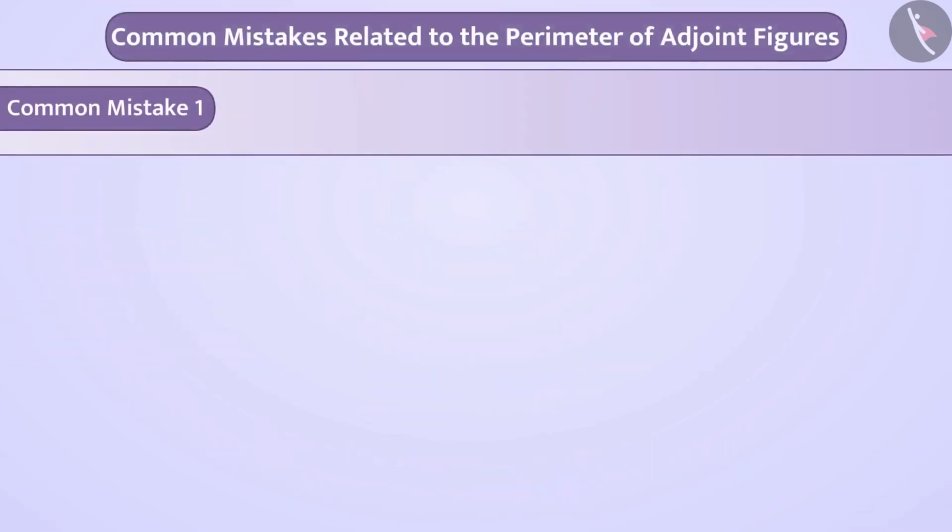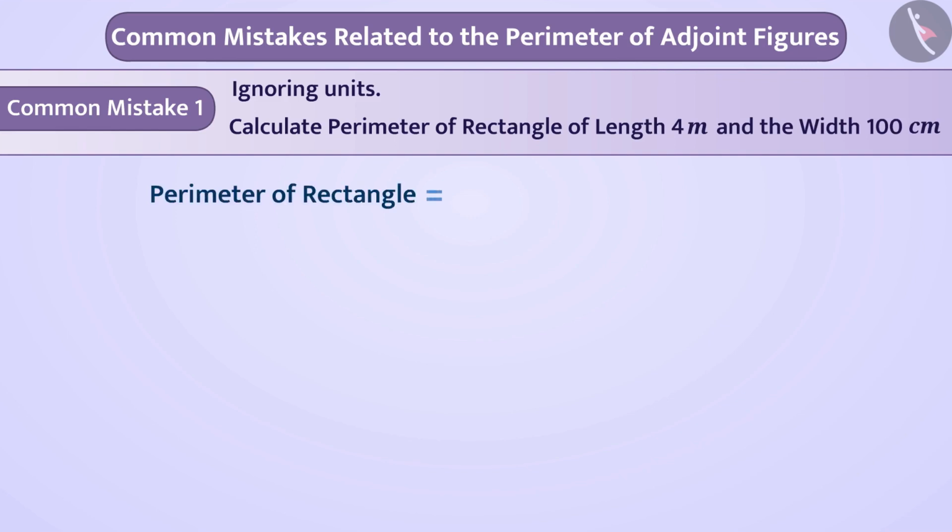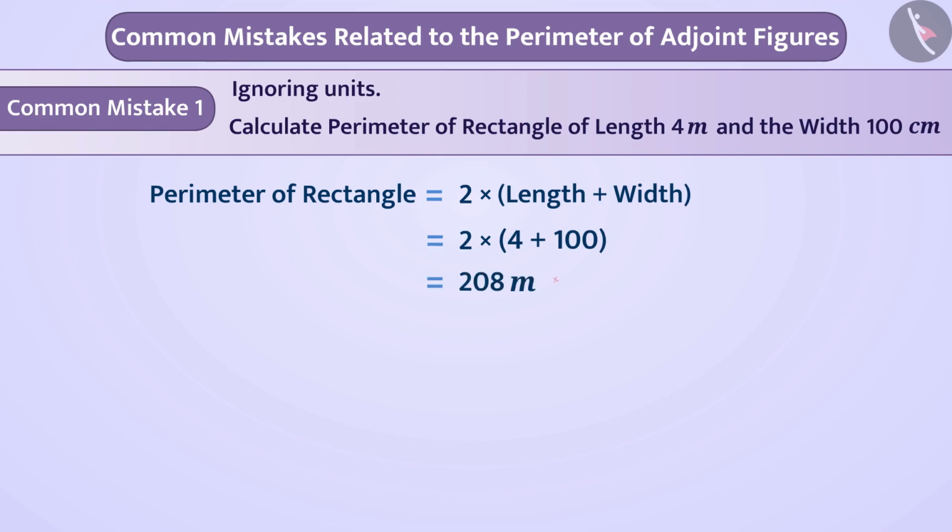Common mistake 1. Ignoring units. If students are asked to calculate the perimeter of a rectangle of length 4 meters and width 100 cm, they get the perimeter of the rectangle as 2 multiplied by length plus width, which is equal to 2 multiplied by 100 plus 4, which is equal to 208 meters, which is an incorrect answer. They do not equate the units of length and width before determining the perimeter.